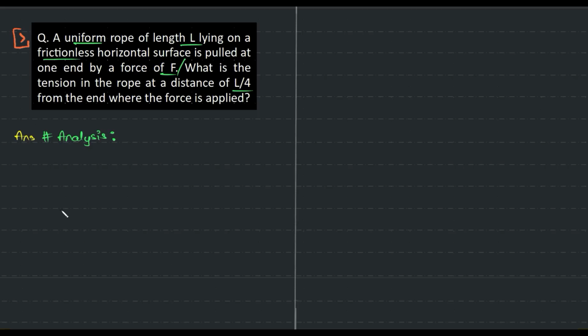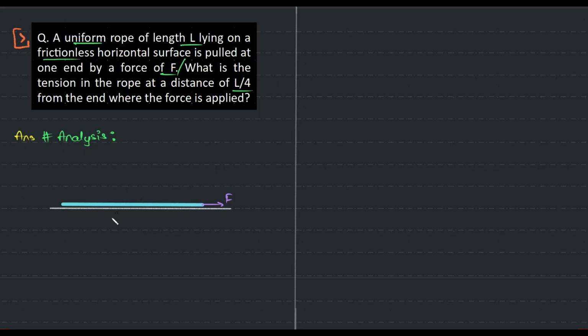So the question is asking us to figure out, say I have a surface, I have a rope, and I have a force of F over here. And this is a uniform rope, which means it is not massless, and the mass is evenly distributed. So any part of it has the same density throughout. Basically, the density is uniform.